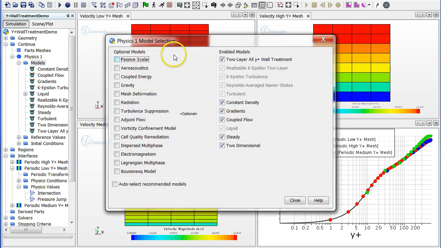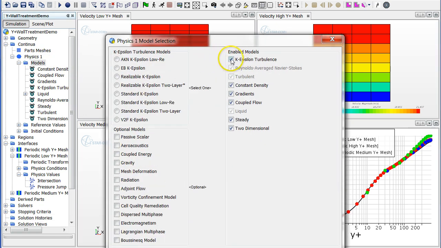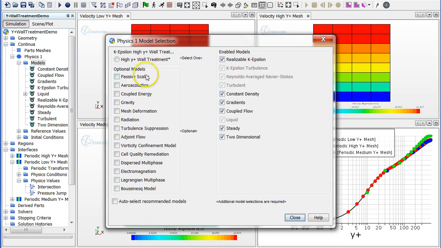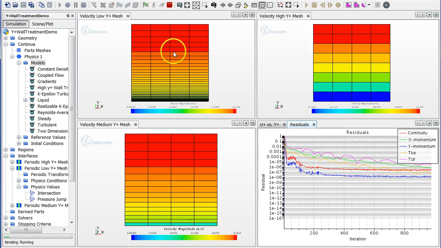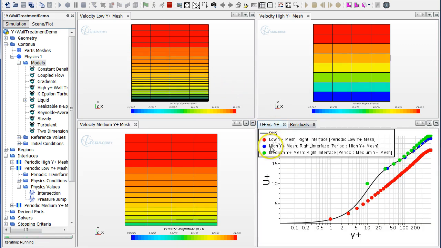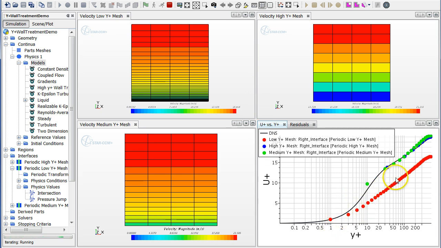Next, we can switch the turbulence model to the realizable K-epsilon model and apply a high y plus wall treatment. We can clearly see from the result that the high y plus wall treatment is not able to produce a good result on the low y plus mesh. This is because the viscous sublayer and the buffer layer are modeled even though the near wall cell size would be small enough to resolve these parts of the turbulent boundary layer.